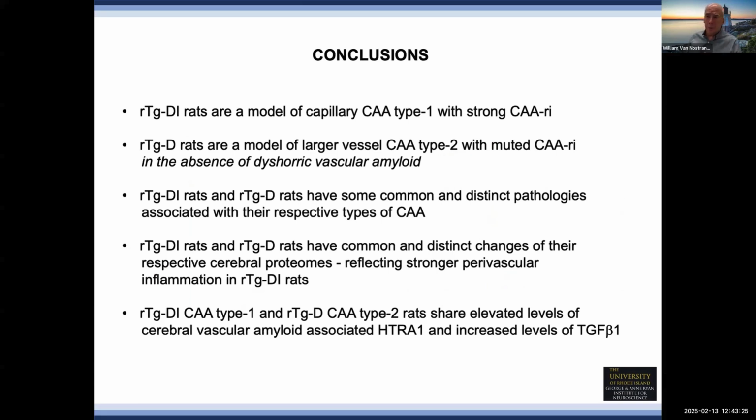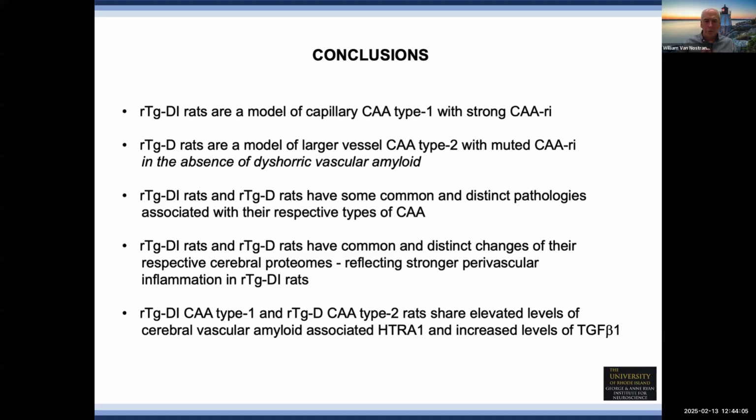So to just summarize what I shared with you today, we have generated these RTGDI rats, our model of capillary CAA type 1, which has a strong CAA-related inflammation. We've also generated RTD rats that are a model of large vessel CAA type 2. They present with a much more muted CAA-related inflammation, again, in the absence of any disordered vascular amyloid. The RTGDI rats and RTD rats, again, have some common and distinct pathologies associated with their respective types of CAA. And both rat models have common and distinct changes in their respective cerebral proteomes.